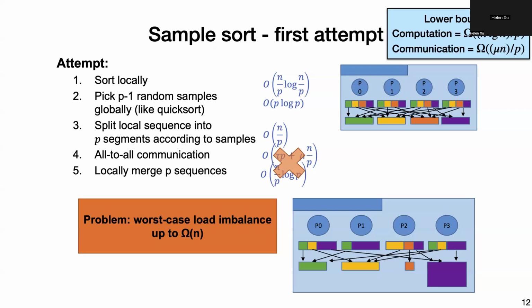I'm kind of confused on why number 2 is p log p. I thought broadcast was... Oh, broadcasting is log p, but you have p of them to do. One way to do this is that every processor broadcasts its pivot to every other processor. Does that make sense?